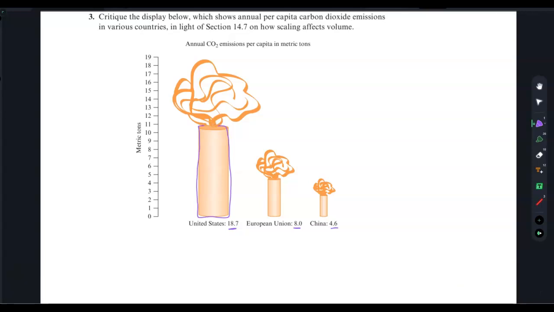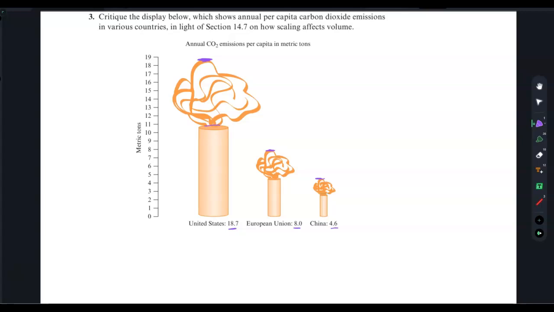The fact that they've put 18.7 there tells me that they actually are including the smoke, because the top of the smoke reaches 18.7. Here, the top of the smoke reaches 8, and here it reaches about 4.6. But I would have been unclear on that. Does the bar stop at the top of the cylinder, or at the top of the smoke? So at least they did provide those numbers to give me that information.